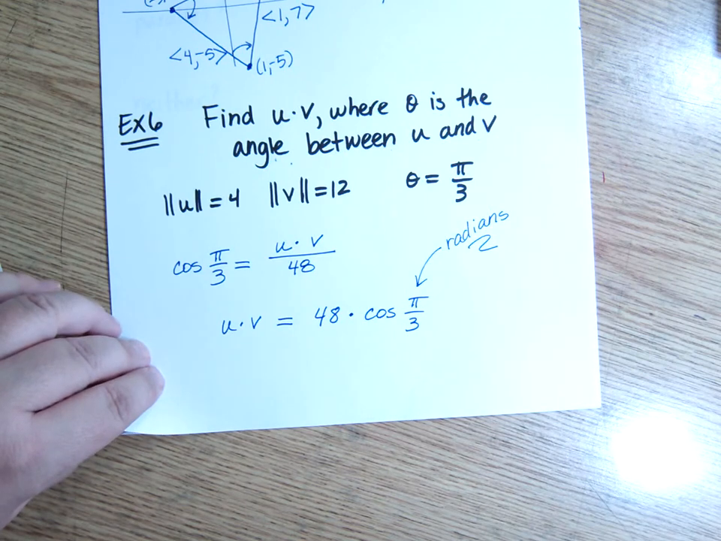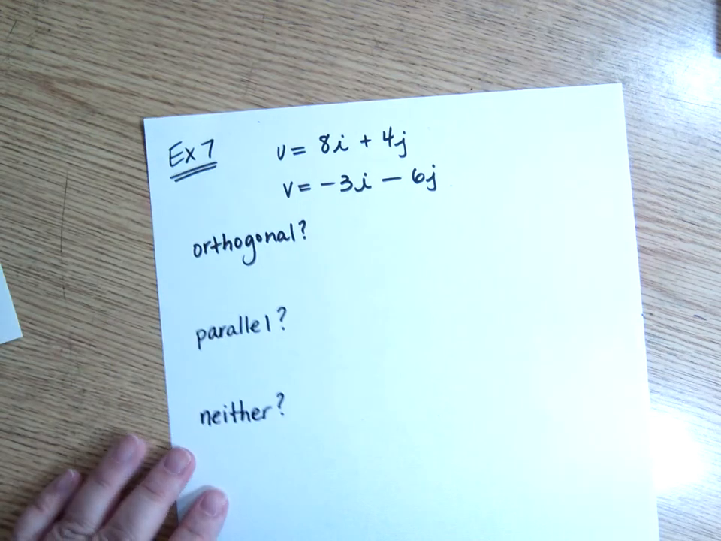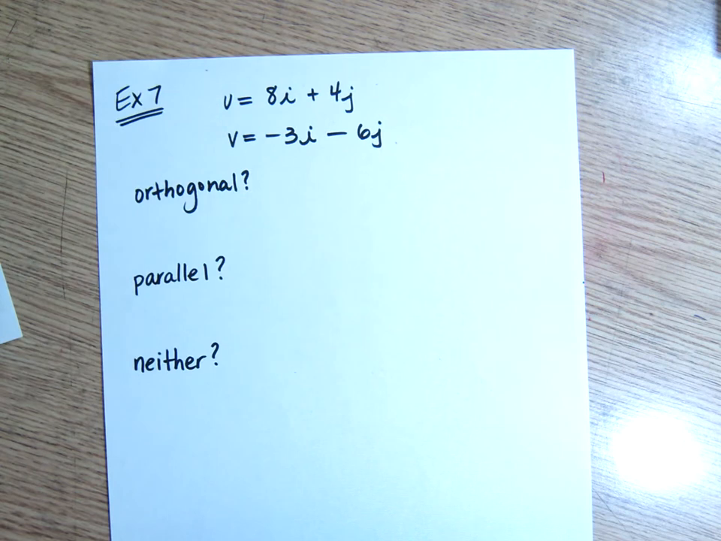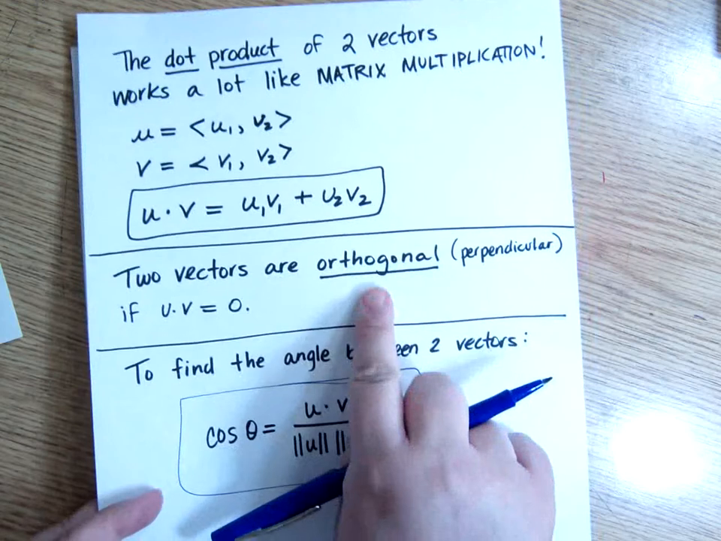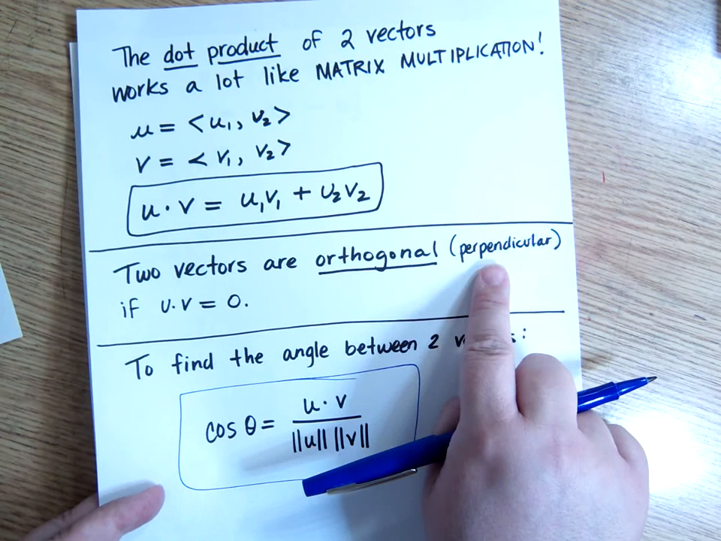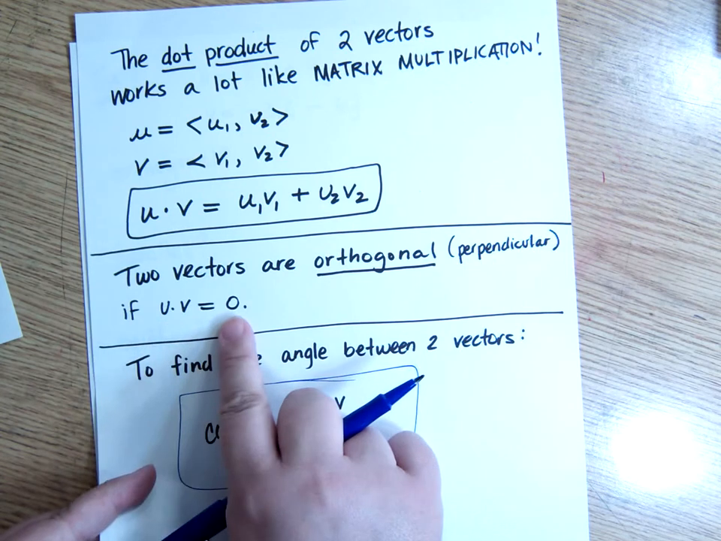All right, last but not least, you're going to be asked, are these two vectors orthogonal, parallel, or neither? What the heck is orthogonal? Orthogonal is the word we use that means perpendicular when we're talking about vectors. It's really all it means, is perpendicular. How do I tell if two vectors are orthogonal? I find their dot product, and if I get 0, then yes, they are.